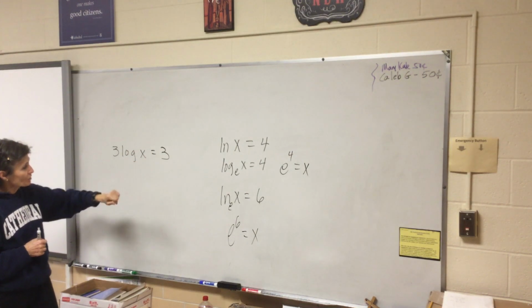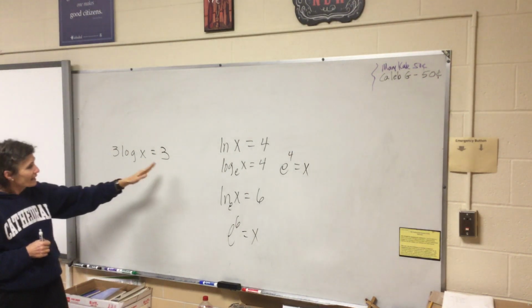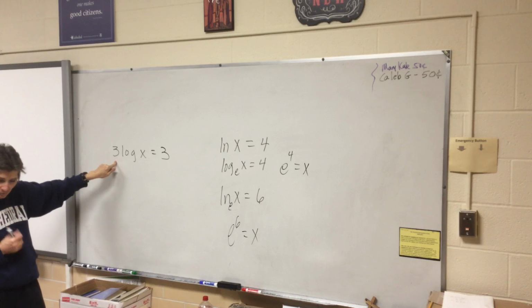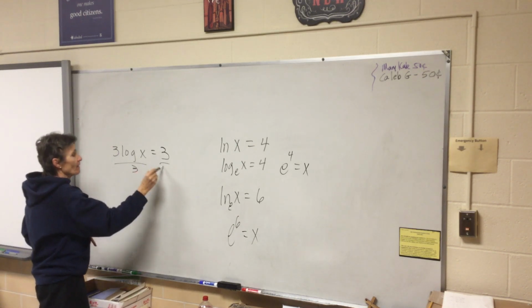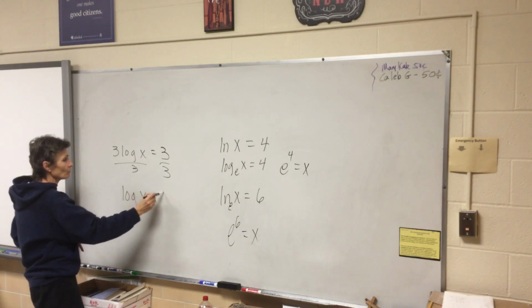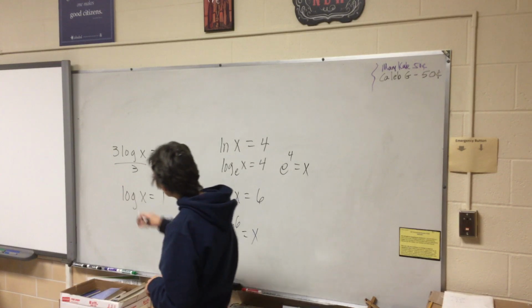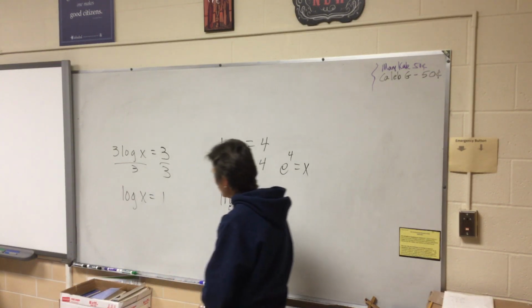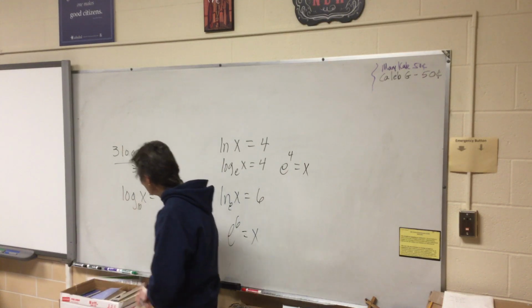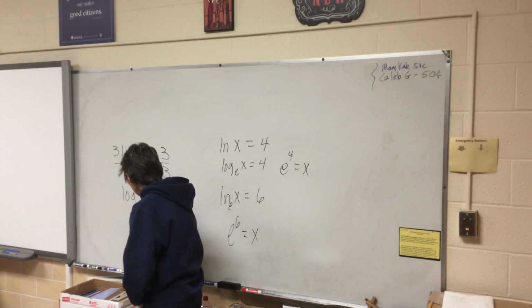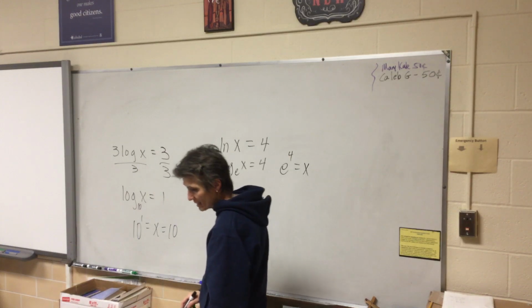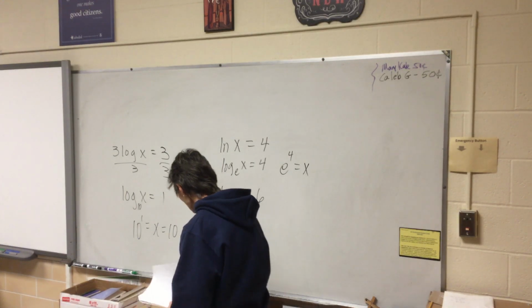So this is an equation. This has an equals sign. What might I do if I'm not allowed to have that 3 out in front? I'm just going to divide both sides by 3. Of course I am. It's an equation. Of course I'm going to divide by 3. Now I don't have that coefficient anymore. I just have log x equals 1. I know my base is 10. So 10 to the 1st equals x. So x equals 10 is the answer to the question.